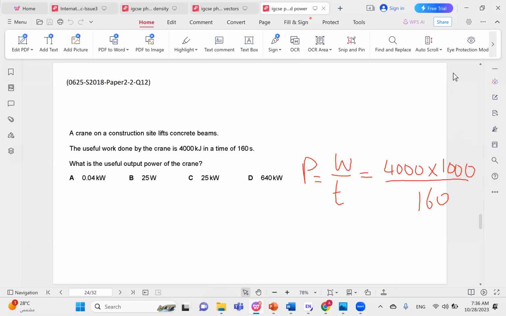So let's use our calculators for that. 25,000 watts. And this is equal to 25 kilowatts. So the correct choice here would be choice C.